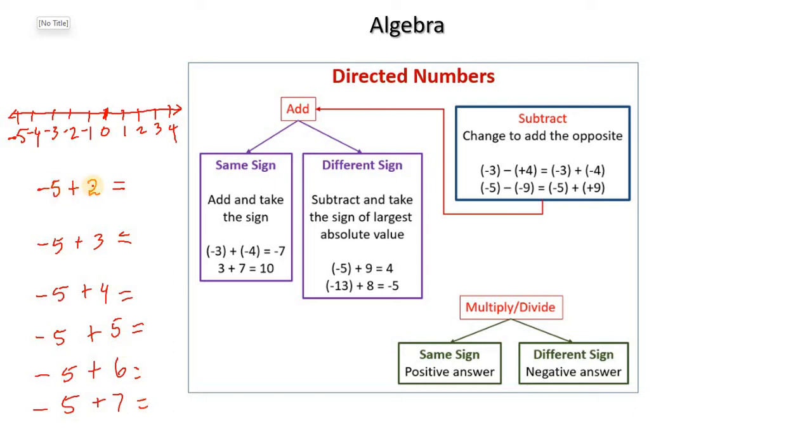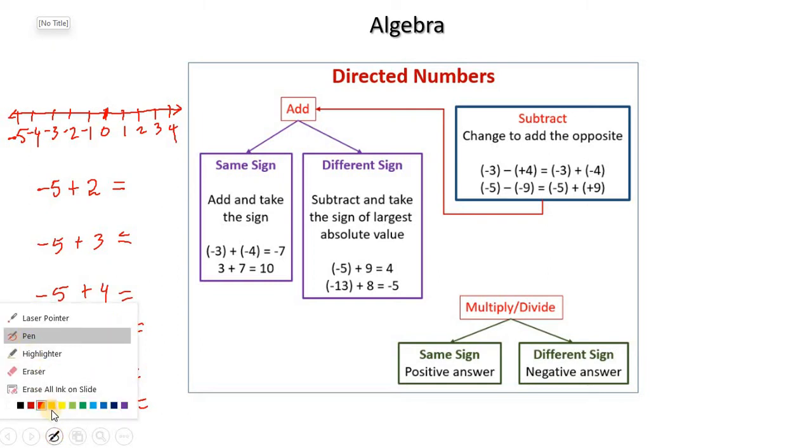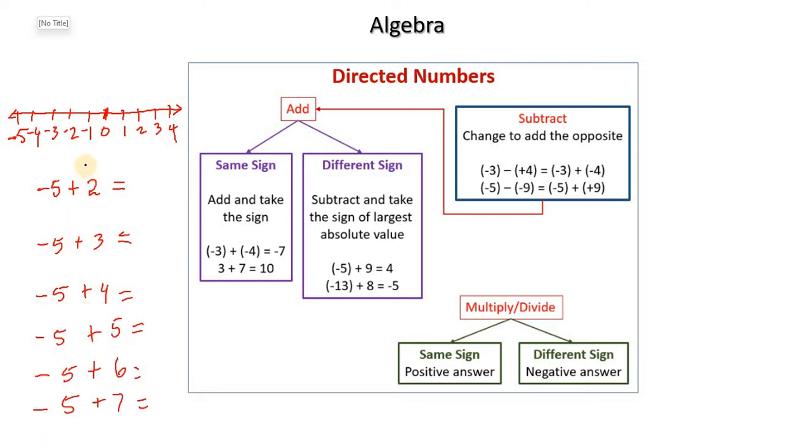Okay, so -5 plus the 2. The signs are different, so you subtract 2 from 5, which will be 3, and you keep the sign. So you're going to subtract 2 from 5, which is 3. -3. Okay, why put negative? Because 5 is bigger.